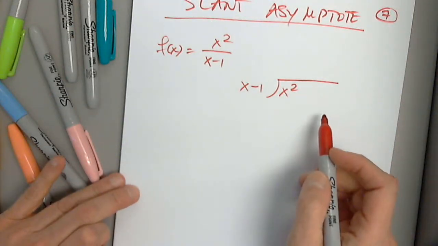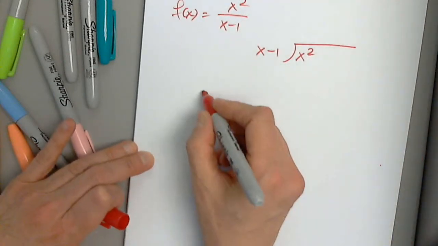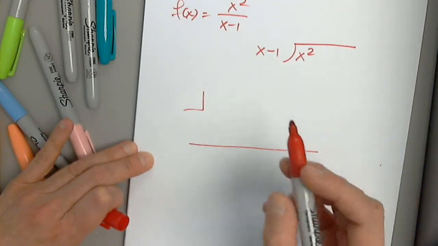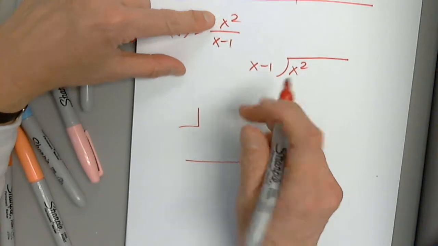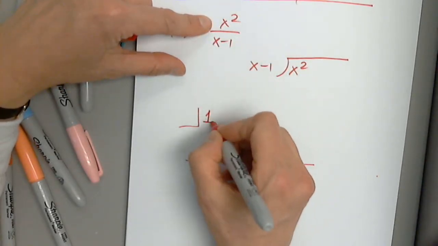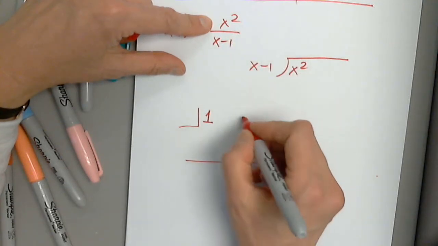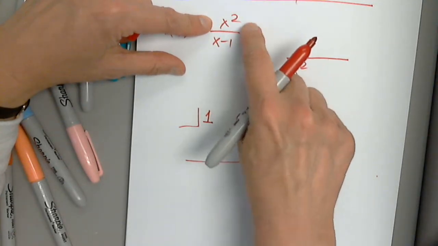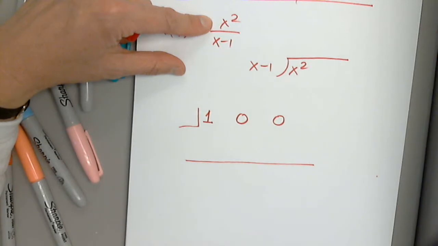This would have been for the long division. We can come back and do that too. When you use the synthetic division, we look at the degree of the numerator, which is 2. The leading coefficient is 1. It's missing a term with x, and it's missing a term with a free term.